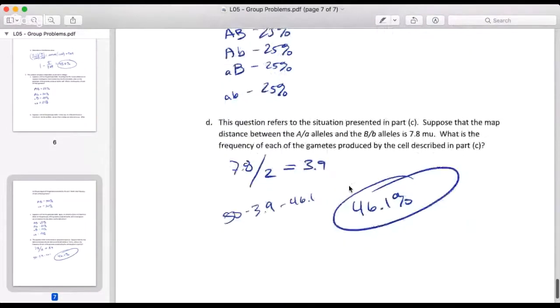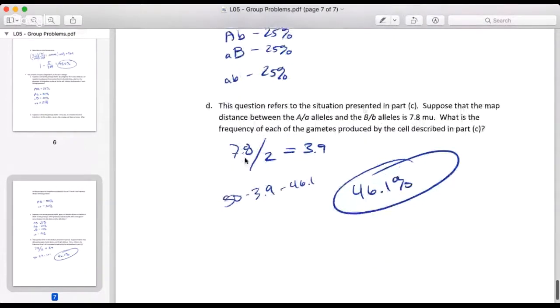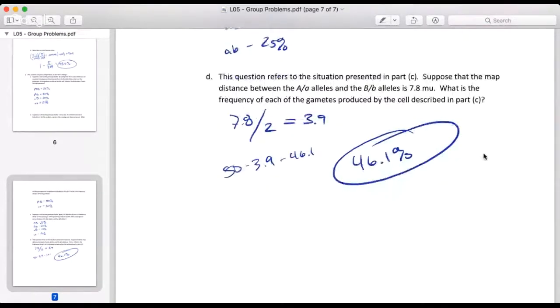And then for D, going through this, we divided 7.8 by 2, 3.9%. And since we figured out that the frequency was 50%, we subtracted 3.9 from 50, which gives us 46.1%.